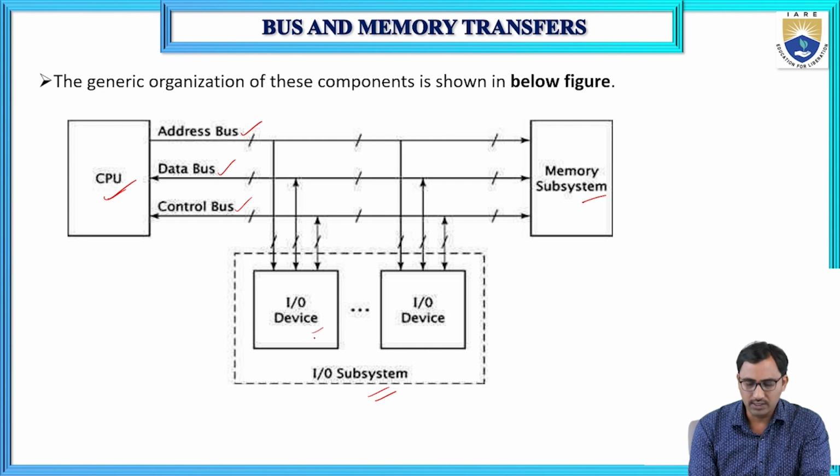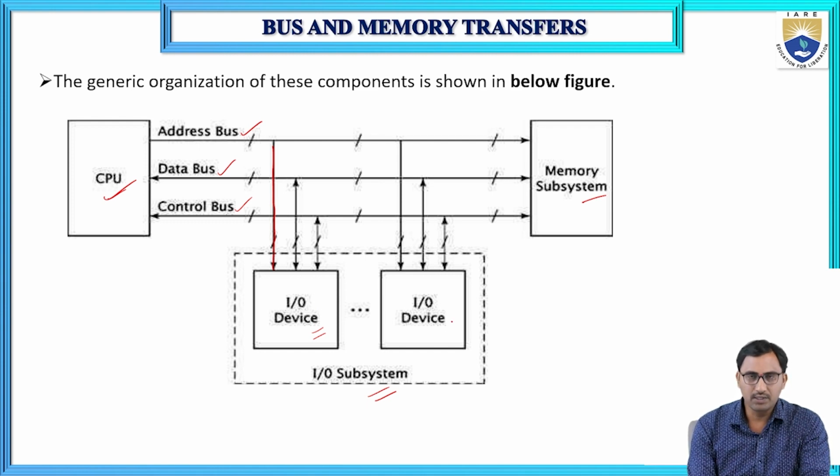Every IO device has three buses, and these buses are connected to the respective system buses. The address bus of the IO device is connected to the address bus of the system CPU. Similarly, the data bus of the IO device is connected to the data bus of the CPU, and the control bus of the IO device is connected to the control bus of the CPU. Like that, all the various IO devices are connected to the CPU.